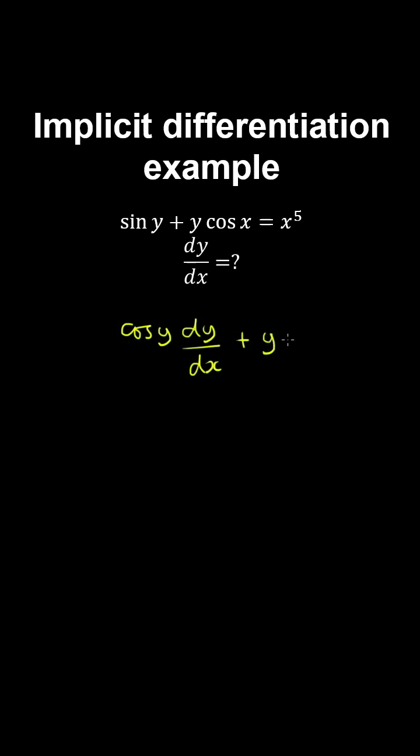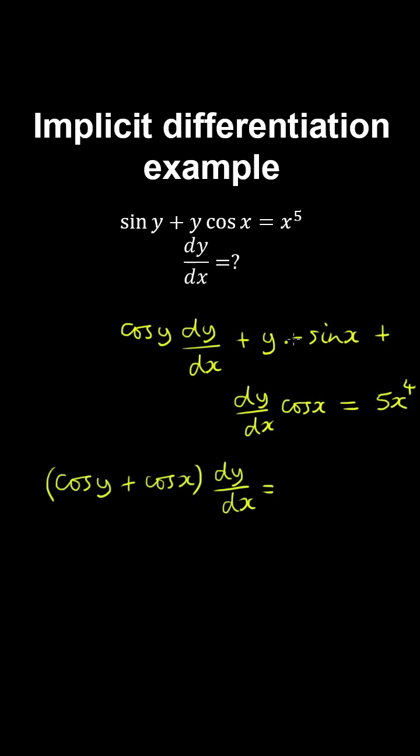So keep the first function constant, then differentiate the second function, and then differentiate the first function, so that would be dy dx, and keep the second function constant. And that's equal to 5x to the power of 4. And now we can factor out dy dx, and put the remaining terms on the other side of the equation. And then dividing through by this term gives the final derivative.